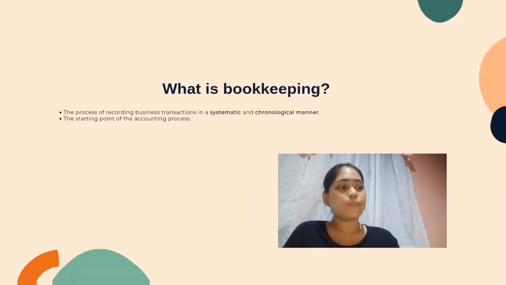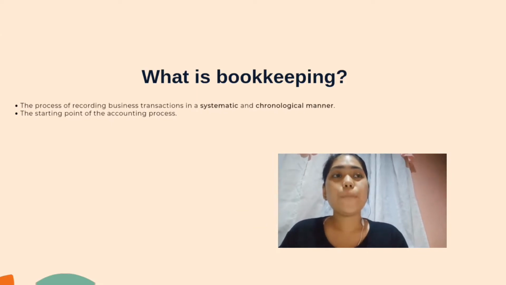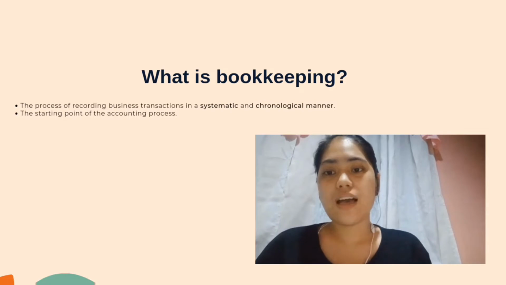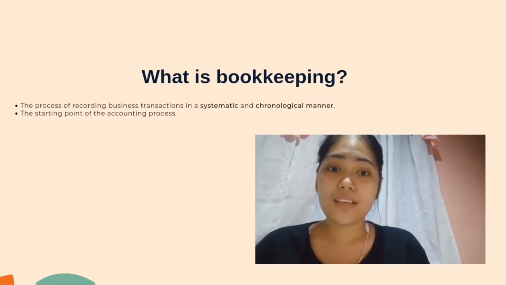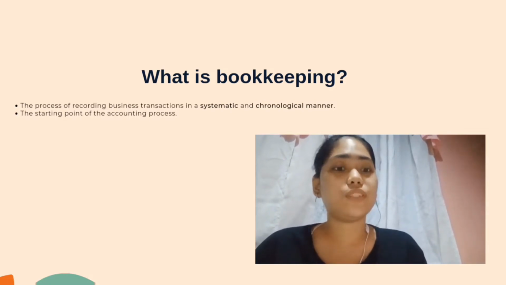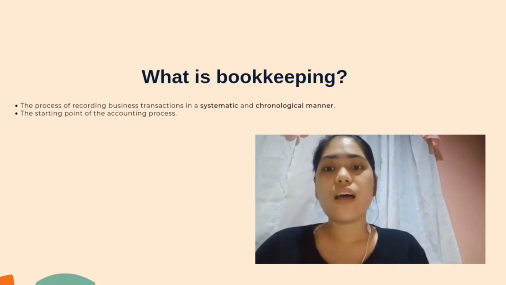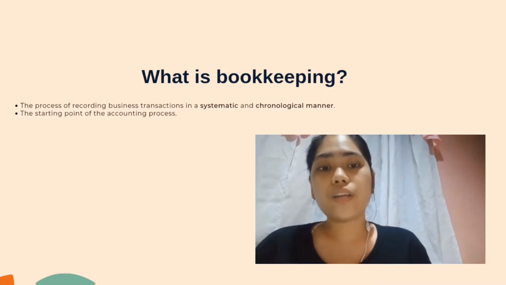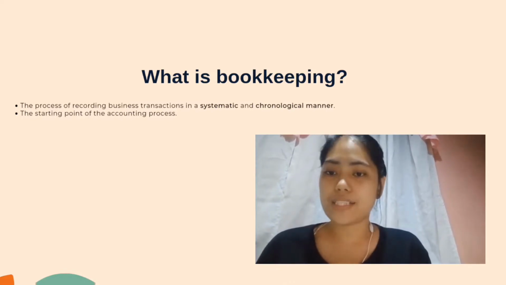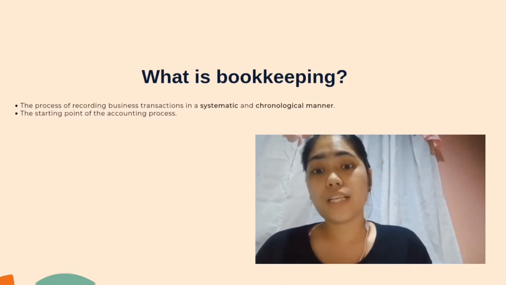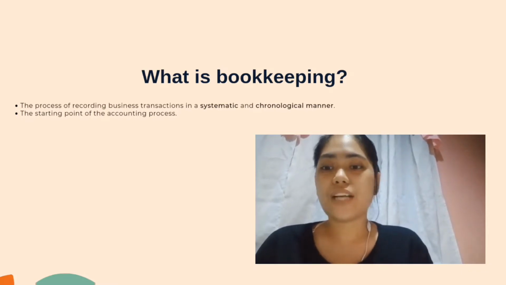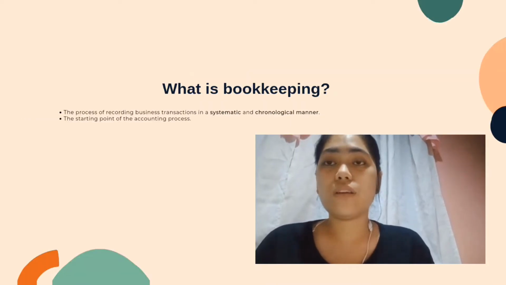So, what is bookkeeping? Bookkeeping is a process of recording business transactions. It is called systematic, meaning it follows procedures and principles. It is also called chronological, meaning it is in order of the date of occurrence. For example, if we start on April 4, our transactions will also start on April 4 and will go on and so on.